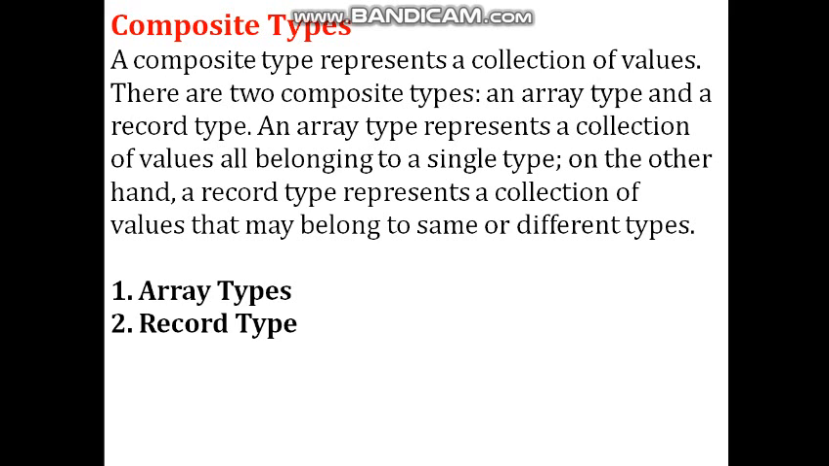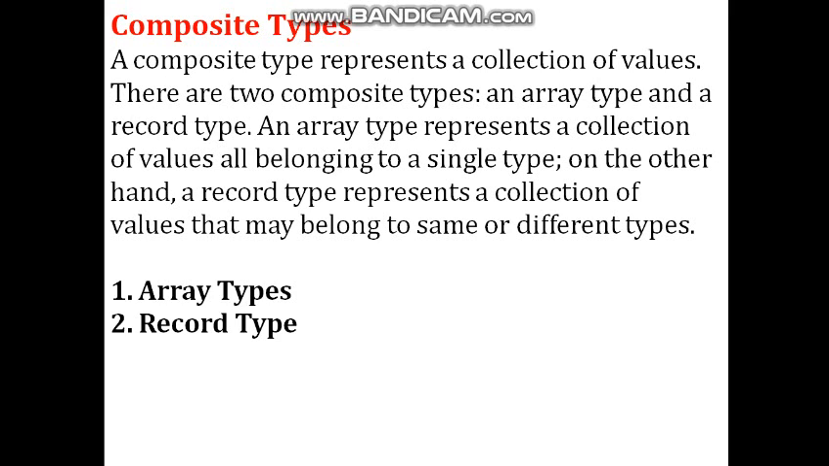A composite type represents a collection of values. There are two composite types, an array type and a record type. An array type represents a collection of values all belonging to a single type. On the other hand, the record type represents a collection of values that may belong to the same or different types. An object belonging to the composite type therefore represents a collection of sub-objects, one for each element of the composite type. An element of a composite type should have a value belonging to either a scalar type, a composite type, or an access type.